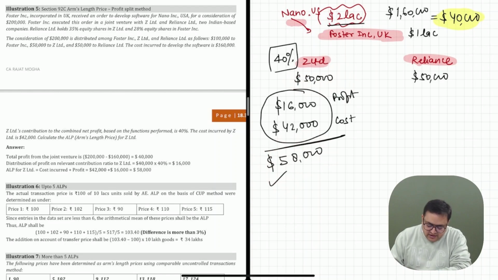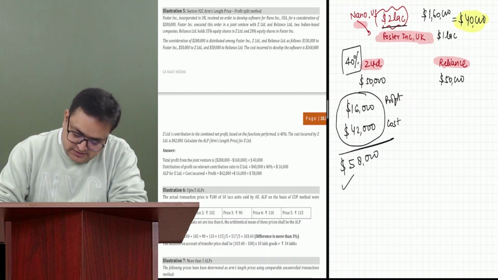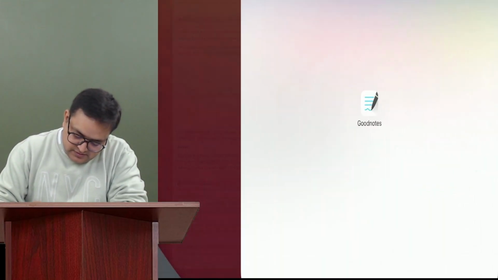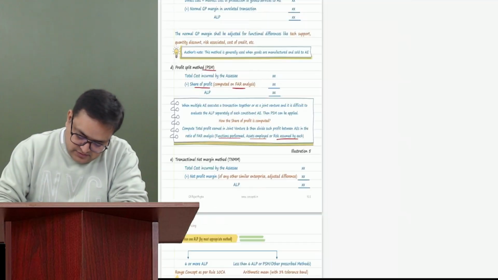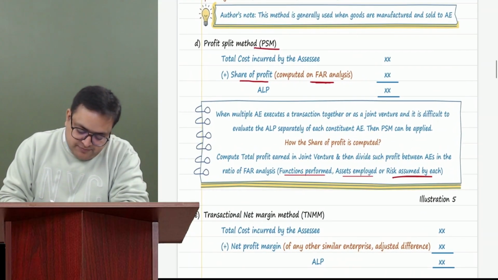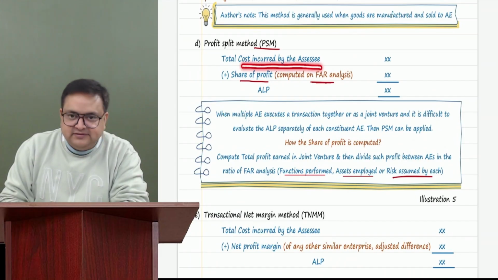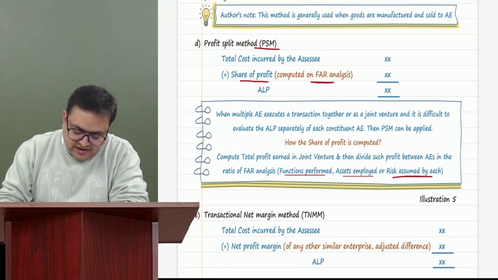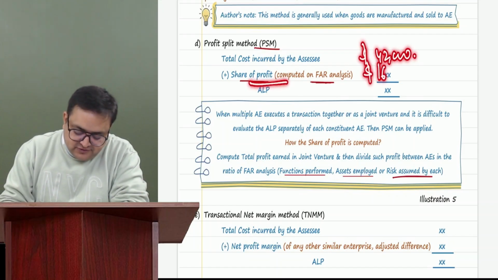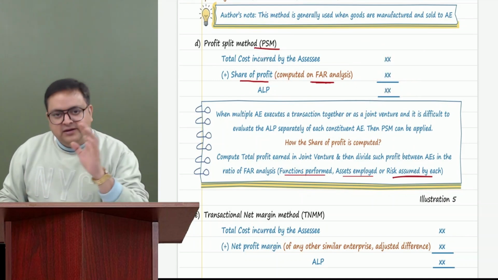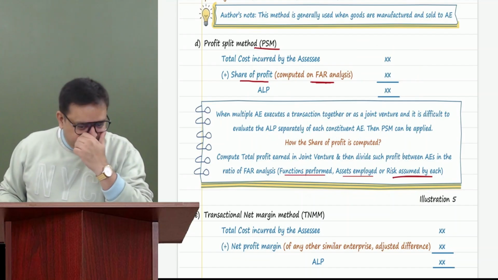So how have we computed it? Whatever cost Z has incurred, 42,000, plus its share of profit on FAR analysis. Under the profit split method, the total cost incurred by the assessee, here Z Limited, is $42,000, the share of profit on FAR analysis should be $16,000, and the ALP should be $58,000. Understood? So this is the profit split method. Not so important from the examination point of view.